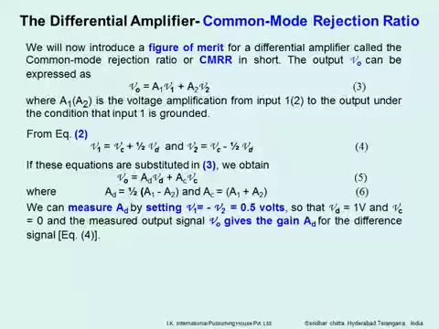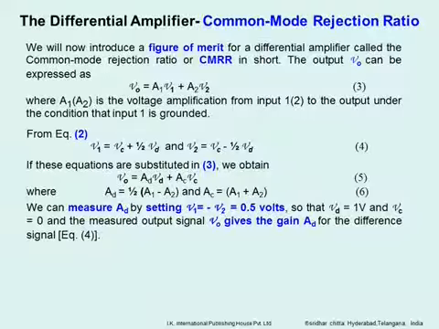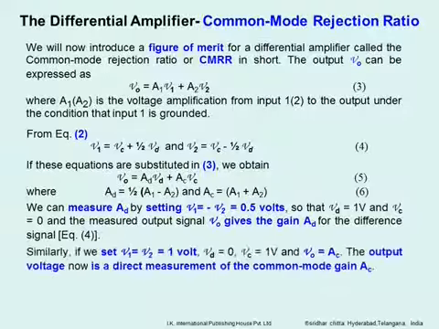We can measure AD by setting V1 equal to minus V2 equal to 0.5 volts, so that Vd is equal to 1 volt and Vc is equal to 0, and the measured output signal VO gives the gain AD for the differential signal according to equation 4. Similarly, if we set V1 equal to V2 equal to 1 volt, Vd is equal to 0 and Vc is equal to 1 volt and VO is equal to AC. The output voltage now is a direct measurement of the common mode gain AC.